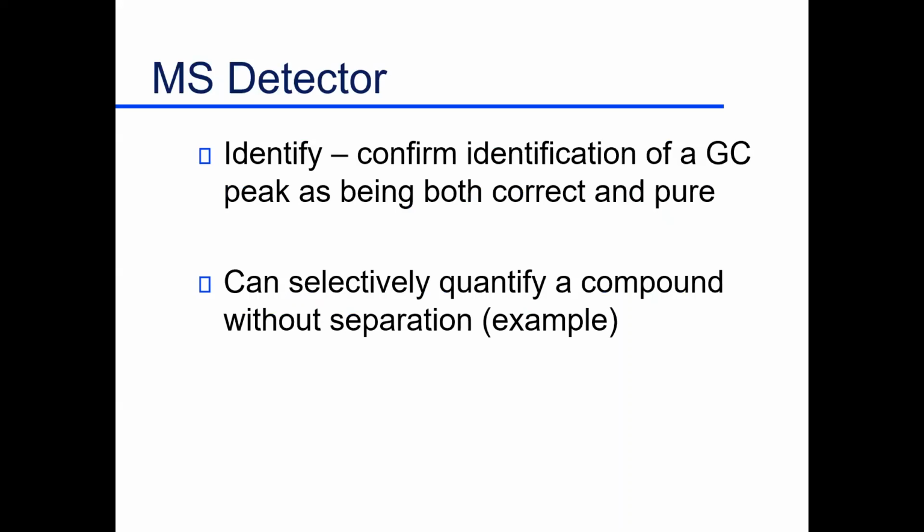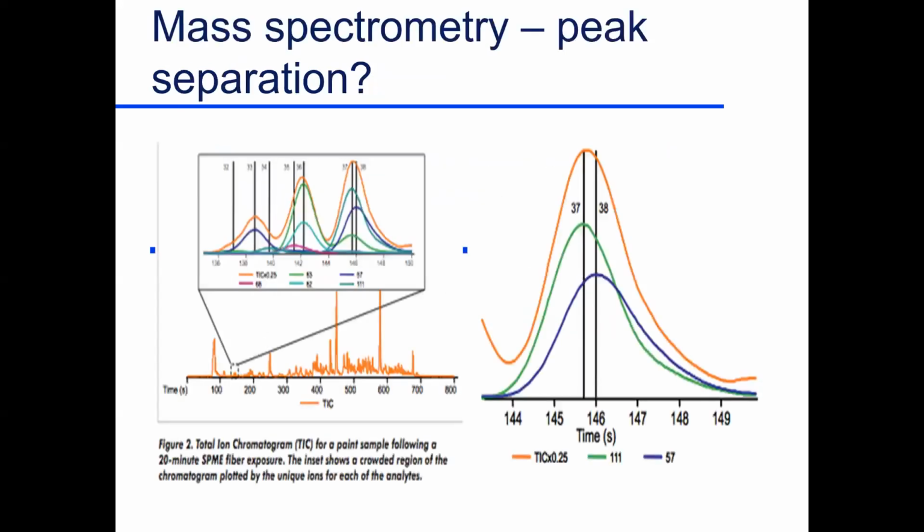Like I say, the GC draws a line on some kind of a screen, but it tells you nothing more than that. The mass spectrometer gives us more information on what that compound is, so we can identify compounds that come out. And also, you can selectively quantify a compound without absolute separation, which is absolutely fascinating to me. I hope you'll follow along with this.